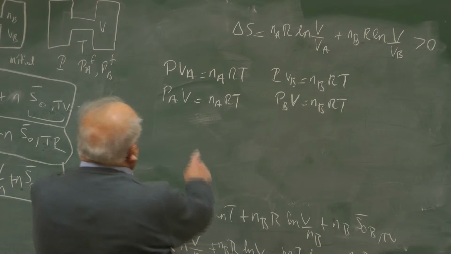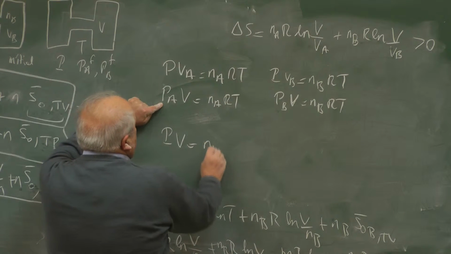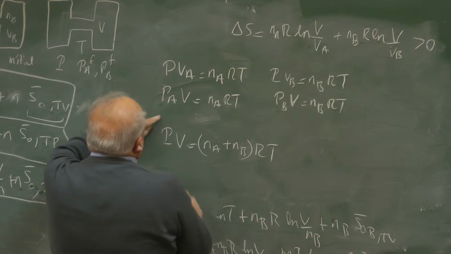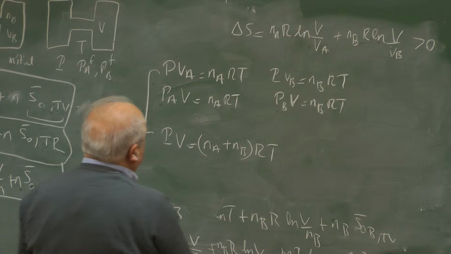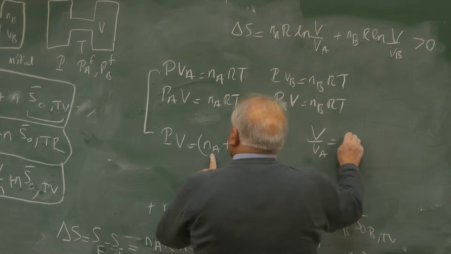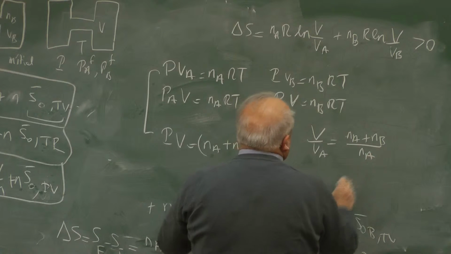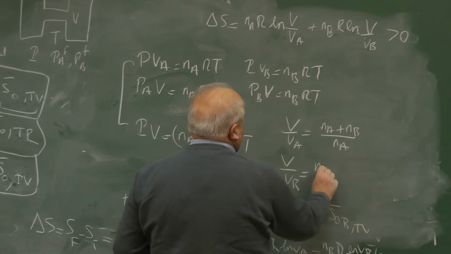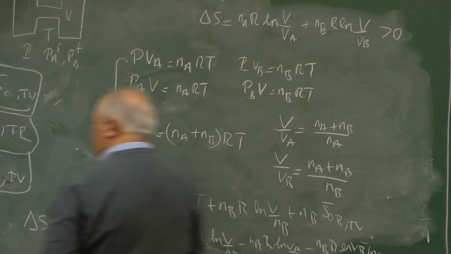And if we add them, PA plus PB is P. PV is equal to NA plus NB RT. So if we just divide these two, V over VA is NA plus NB over NA. Same thing for the B then. V over VB is equal to NA plus NB over NB. So let me just insert that.